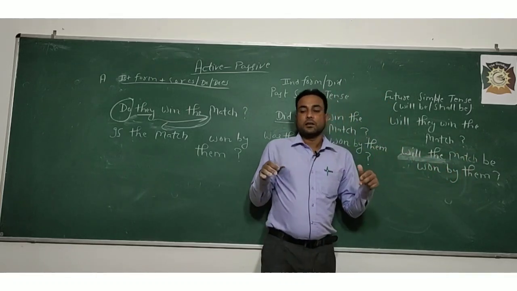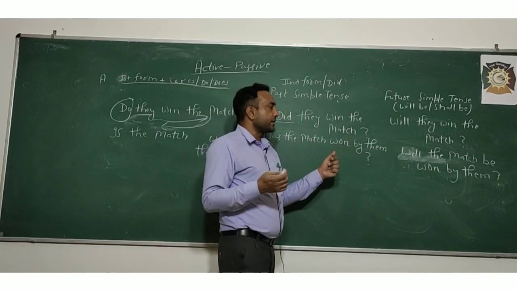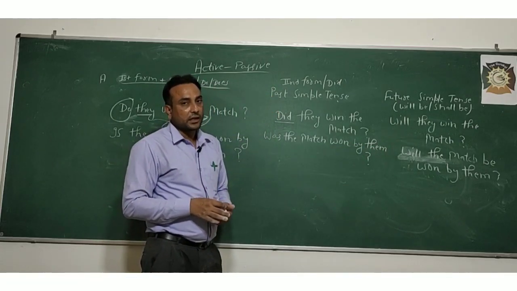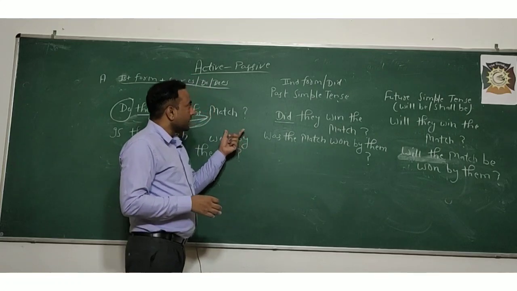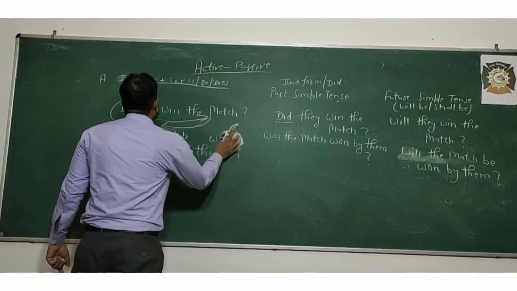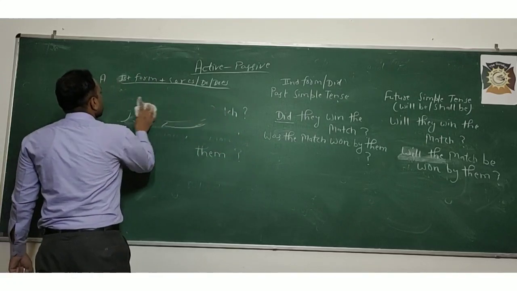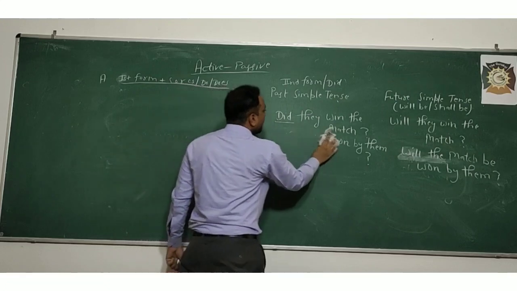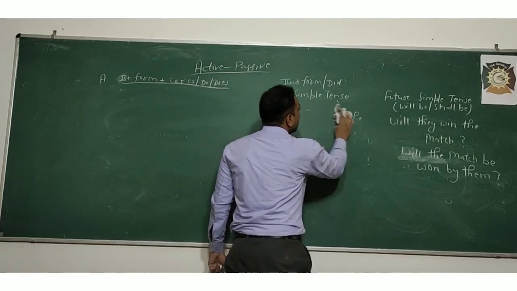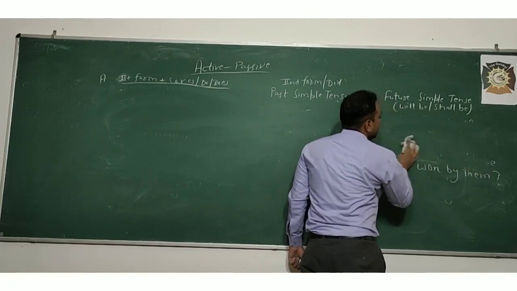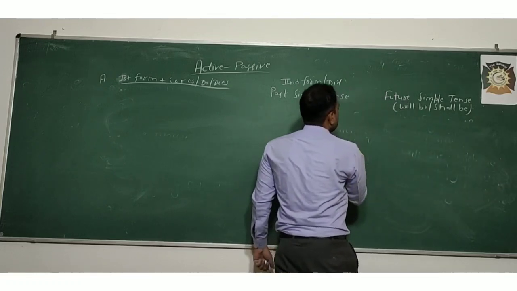So this is how to change the interrogative sentences and how to put the question mark at the end of the sentence after changing correctly. This is the pattern to change interrogative sentences. Now I will change one or two negative sentences in front of you, so you will learn how to change negative sentences into passive voice.